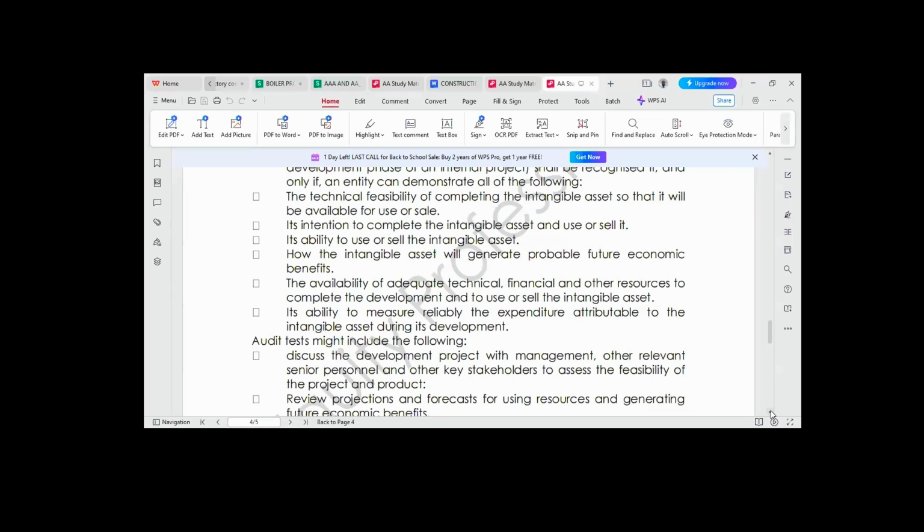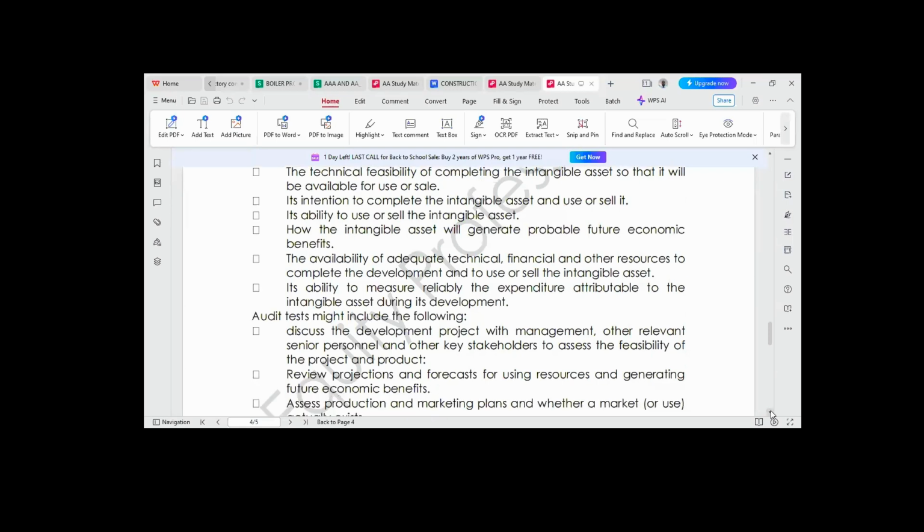Next one, review the projections and forecasts for using resources and generating future economic benefits. So by now, Elon Musk will be calculating how much the SpaceX project will fetch his company in the next 5 years. You know, he's already the richest man in the world. That means that his wealth will continue to what? Continue to grow. All right.